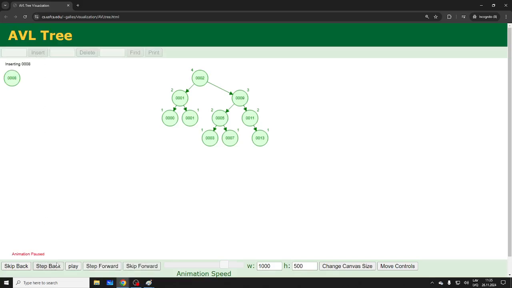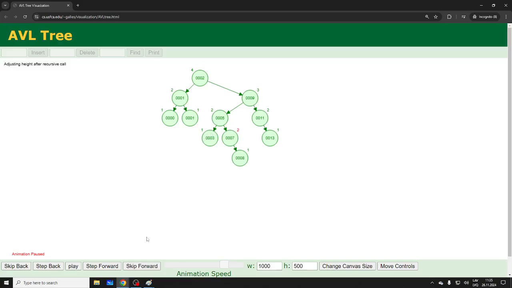Insert. 9, less, 5, more, 7, more than 7, 8. There we go. Now we need to start calculating these heights. Obviously, it's not a free operation. It costs something. Here 2, and we are fine.